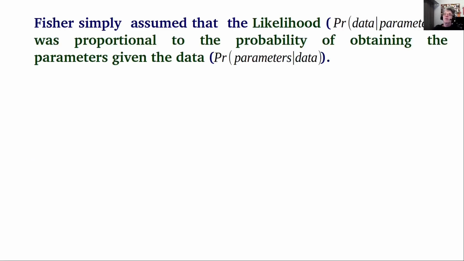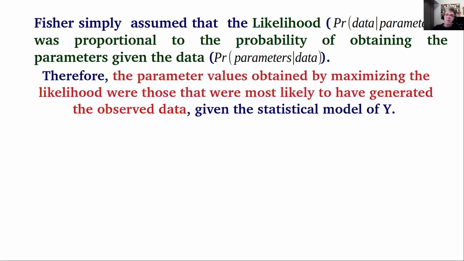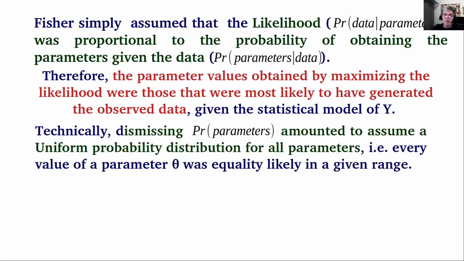So Fisher simply assumed that the likelihood was proportional to the probability of observing the parameters given the data. Therefore, the parameter values obtained by maximizing the likelihood were those that were most likely to have generated the observed data given the statistical model for the response variable. Technically speaking, dismissing the prior distribution, which is these probabilities of the parameters, amounted to assuming a uniform probability distribution for all parameters. That is, every value of a given parameter theta was equally likely in a given range.